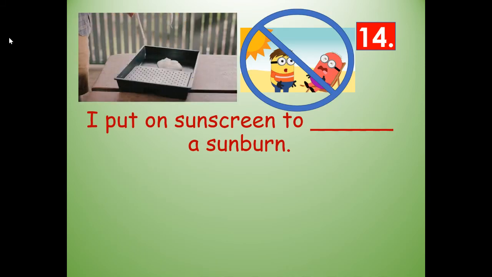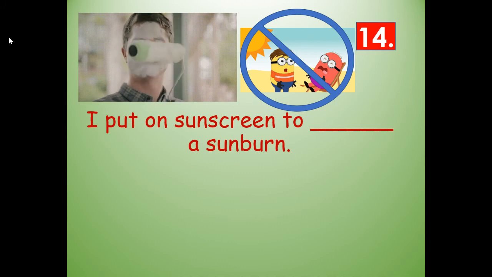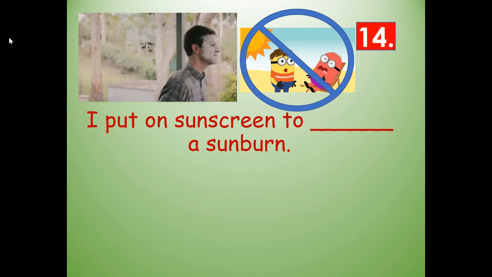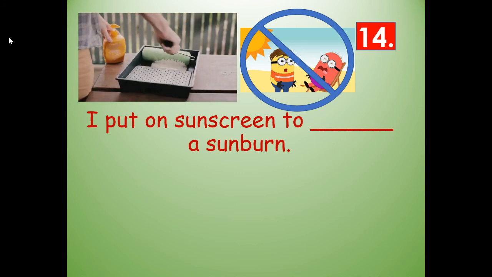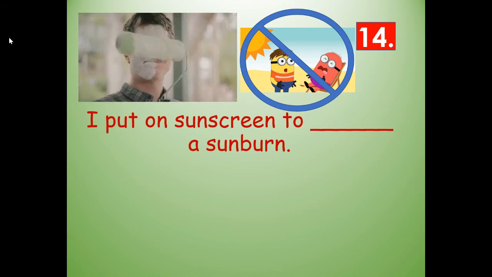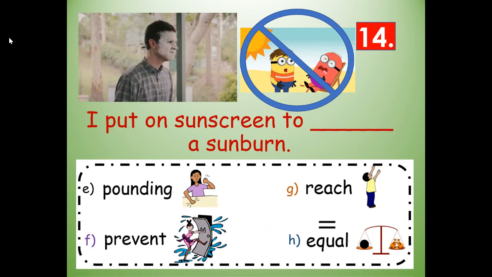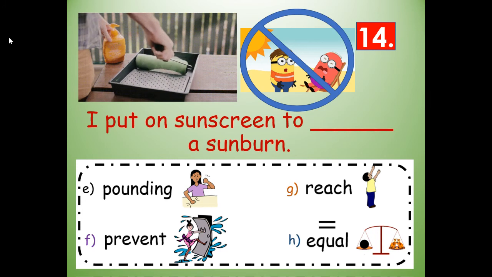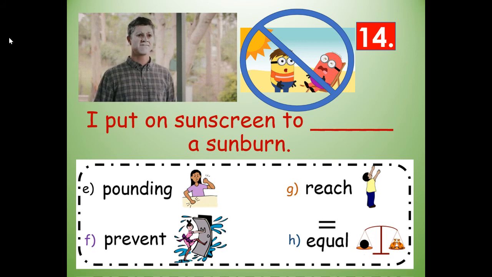Number 14. To put on sunscreen, I put on sunscreen to blank a sunburn. This man has a funny way of putting sunscreen on. I put on sunscreen to pounding a sunburn. I put on sunscreen to prevent a sunburn. I put on sunscreen to reach a sunburn. Or I put on sunscreen to equal a sunburn.